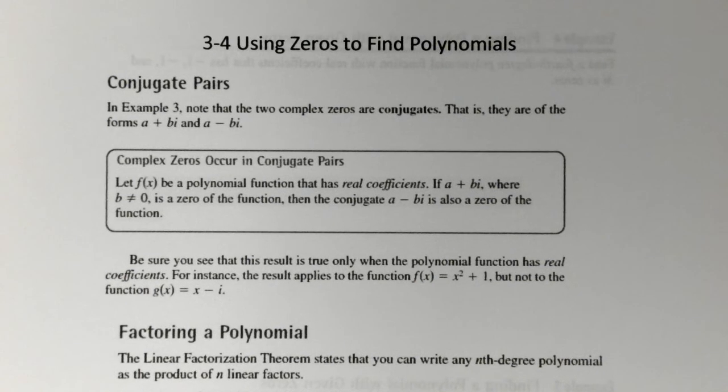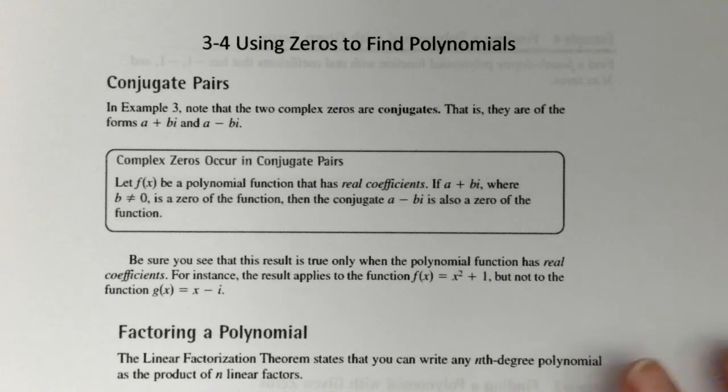Okay, in this section 3-4, we are looking at using zeros to find polynomials. Now in the last section, they gave us the function, the polynomial, and we had to come up with the zeros. So in this section, the problems are going to give us the zeros or some of the zeros, and based on that, we are going to have to find the polynomial function. So it's kind of like the last section in reverse as far as the problems are concerned.